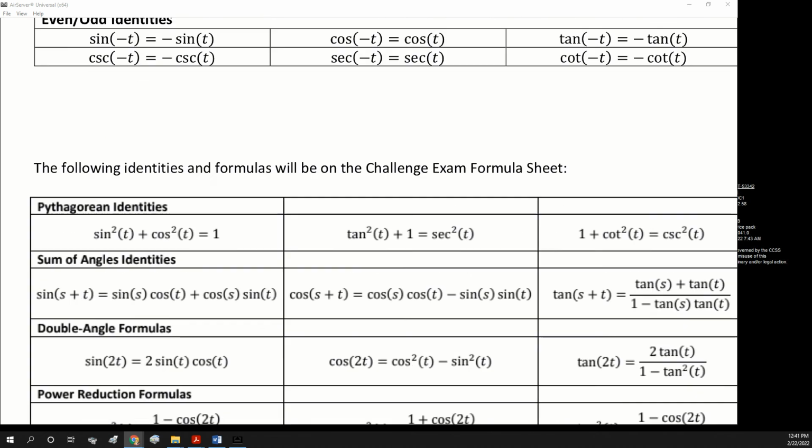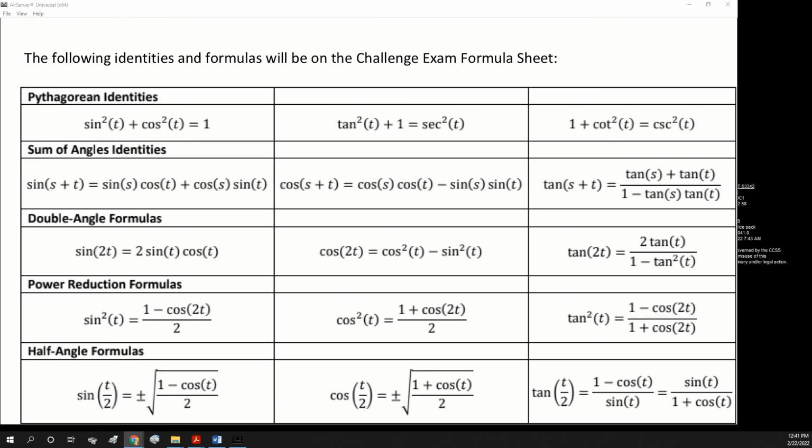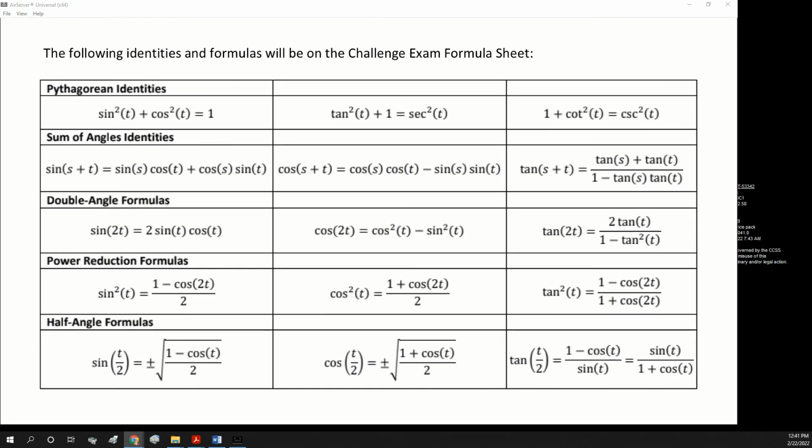Trust me. All right. And then these are all on the challenge exam formula sheet. So they are much more difficult to learn. So you do not have to memorize any of these. And then for the first few days, we're only going to be from Pythagorean identities up. It's all we're going to talk about for at least 3 or 4 days, right? The bottom ones we'll wait on.